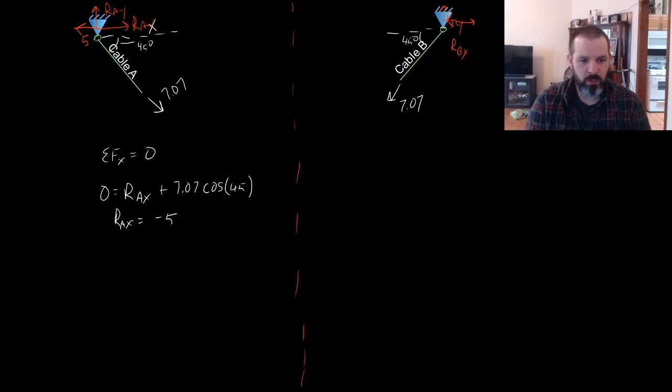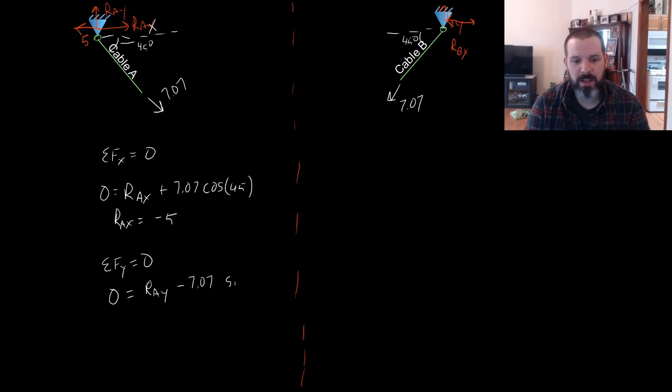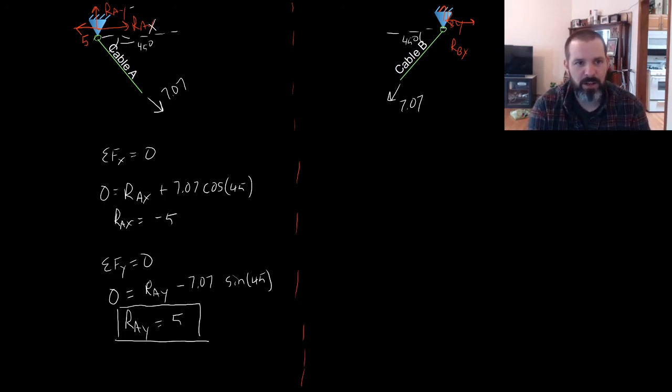We can sum our forces in the y. Sum of forces in y equals 0. 0 is going to equal RAy minus 7.07 sine of 45. And we'll find that RAy equals positive 5. That means that we picked RAy going up at a value of 5. And since the answer came out positive, it is indeed going up with a value of 5.